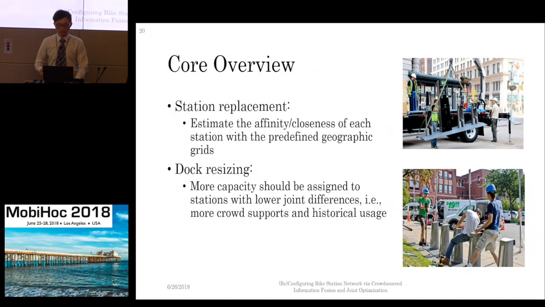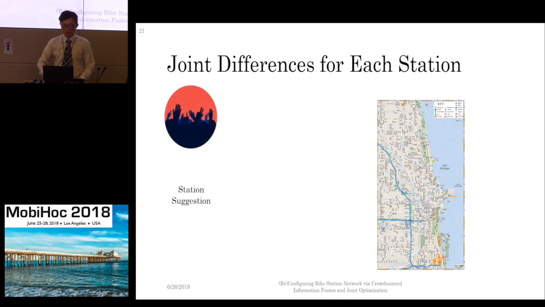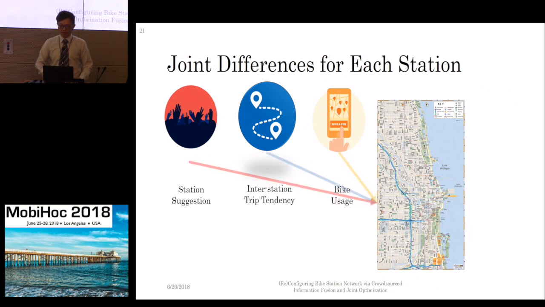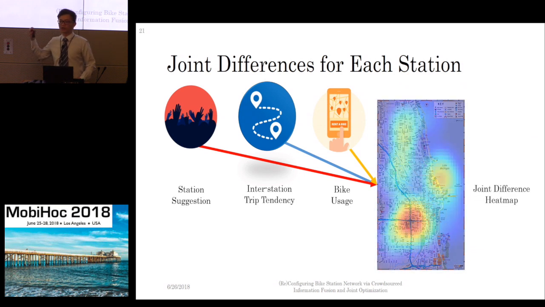Now comes the whole formulation here. Basically two parts: one is the station replacement and the other is the dock resizing. Here there will be some basic ideas delivered. We mentioned we are given three different information sources: the station usage, inter-station trip tendency, and the bike usage. We design the joint difference function in order to fuse them and display them like a heat map. That is the joint difference heat.